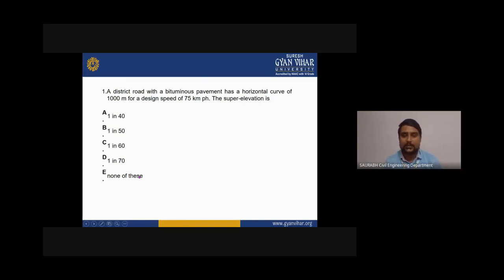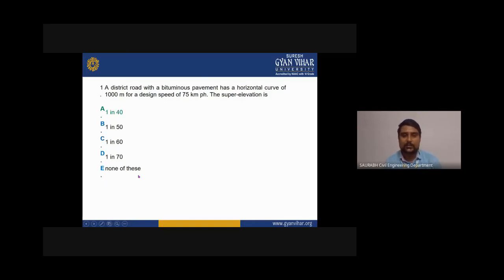First question: a district road with a bituminous pavement has a horizontal curve of 1000 meter for a design speed of 75 kilometer per hour. What will be the super elevation for this kind of bituminous pavement? As you can see, this is a question on flexible pavement, not rigid pavement. The options given are 1 in 4, 1 in 50, 1 in 60, 1 in 70, and the last option is none of these.